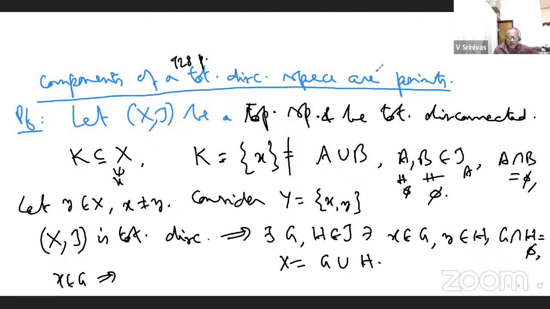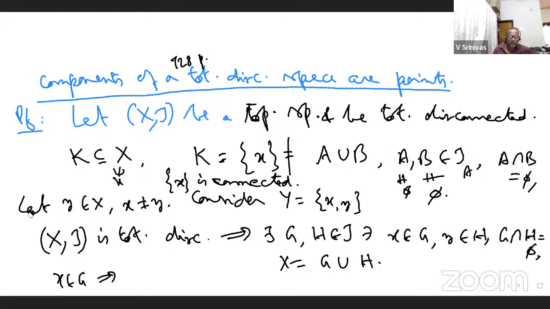So let us write here. To show that components are points, we have shown that singleton x is connected. In any topological space, singleton x is connected. And to show that this is a component, we have to show that this is not contained in a larger connected set. So let us take a larger connected set which contains this.